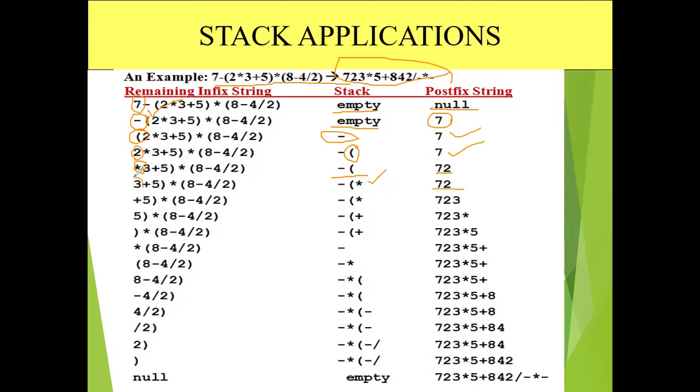Then next 3, which is the operand, so we cannot push it onto the stack. The stack consists of the same elements: minus, left parenthesis, multiplication. And for the output string, we are appending 3 to the 7 and 2. So the result is 7 2 3.